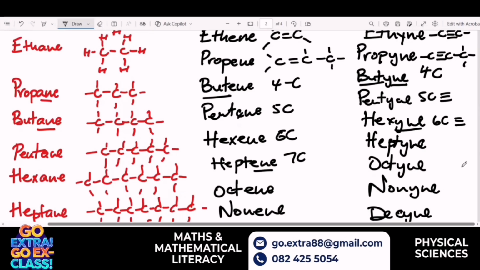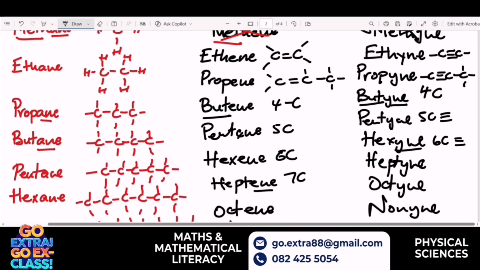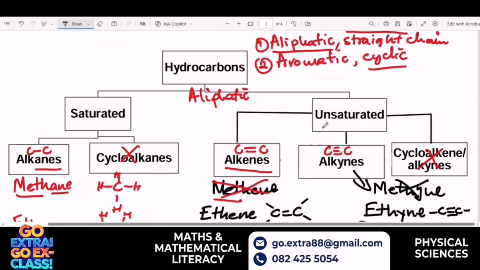So now I'm going to leave it here, and in the next part, guys, I'm going to explain how to distinguish between saturated and unsaturated compounds, especially in the laboratory.